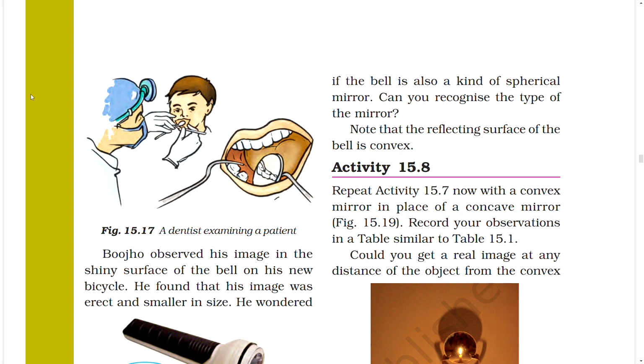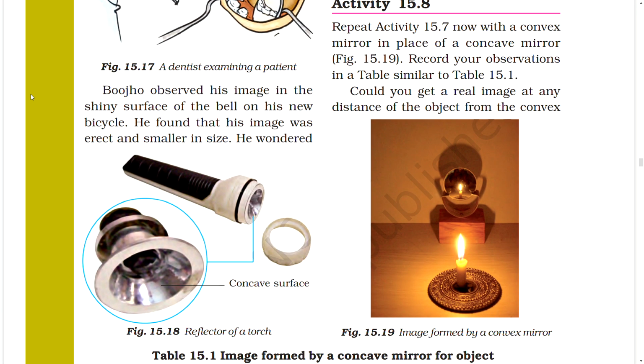Activity 15.8. Do this. Repeat the activity now with a convex mirror in place of a concave mirror. Record your observations in a table similar to the table. Could you get a real image at any distance of the object from the convex mirror? Figure: image formed by a convex mirror.